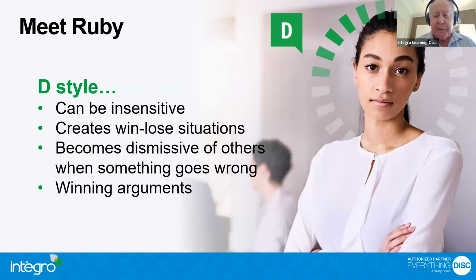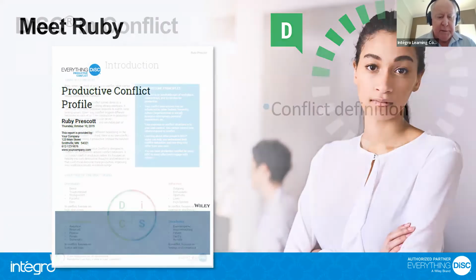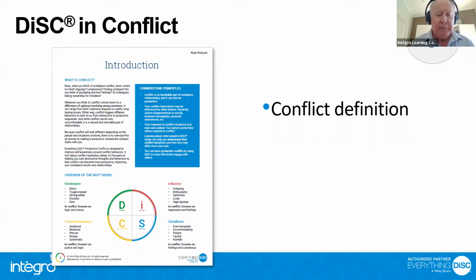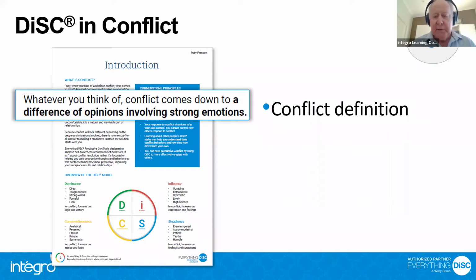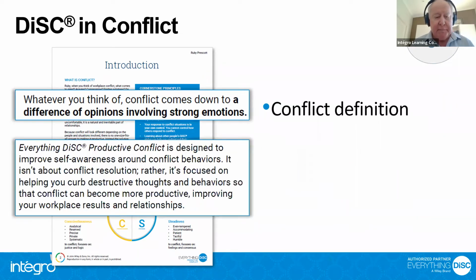If we dive into the profile, like other DISC profiles, you'll find some cornerstone principles. But before we do that, here's a little definition of what we mean by conflict. Whatever you think of conflict, it comes down to a difference of opinions involving strong emotions. So it is emotional. The Everything DISC Productive Conflict Profile is designed to improve self-awareness around conflict behaviors.